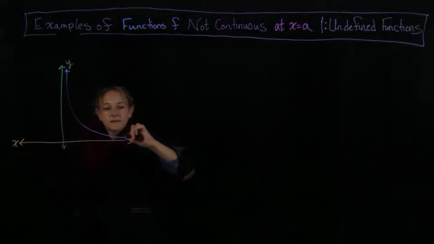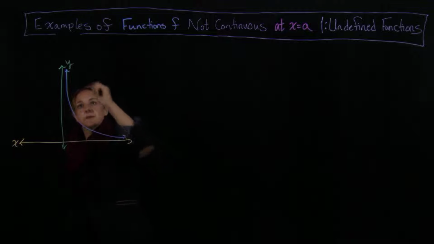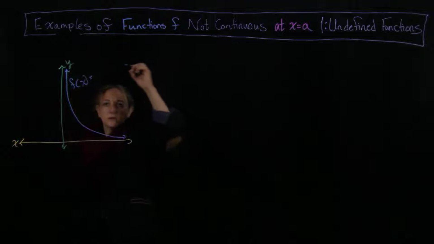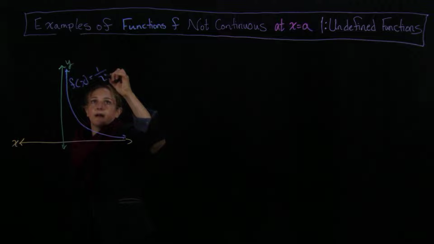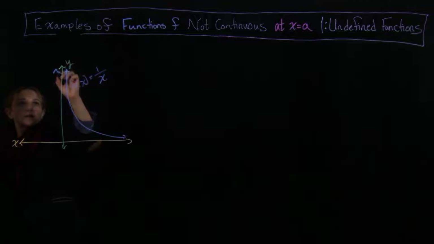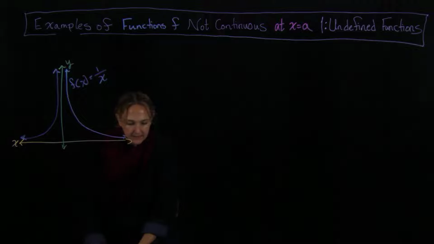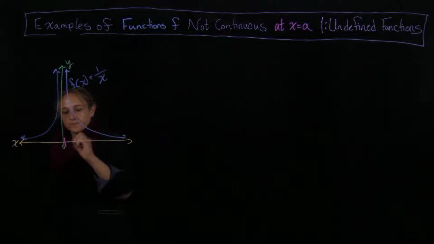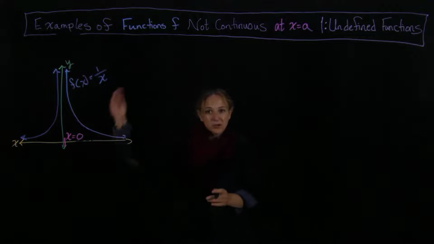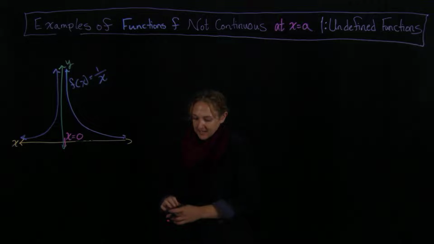So its graph is going to look like this. So this is f of x equals 1 divided by x. Okay? And over here, it's going to go like this. And if we look at x equals 0, right? Then because our function goes infinitely up, so it approaches infinity, it's not actually defined there.